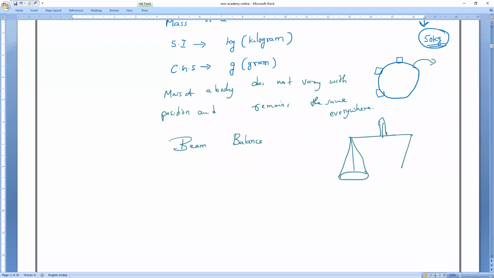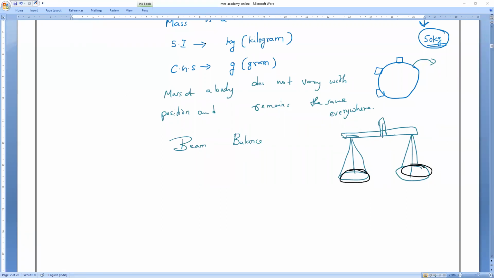So beam balance is this one. Mass of a body is always measured by a beam balance. Nowadays we have many electrical balances and other machines, but the beam balance is the device used to measure it. What is the Tamil name? Tarasu. In Telugu also it is tarasu.